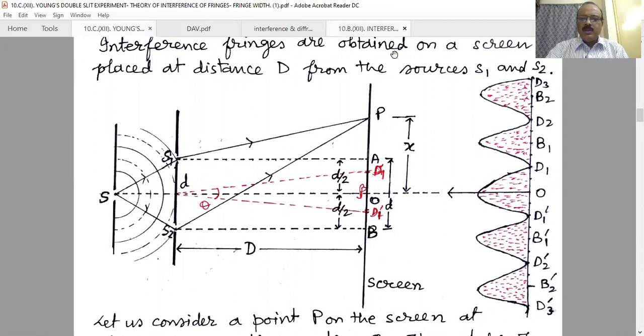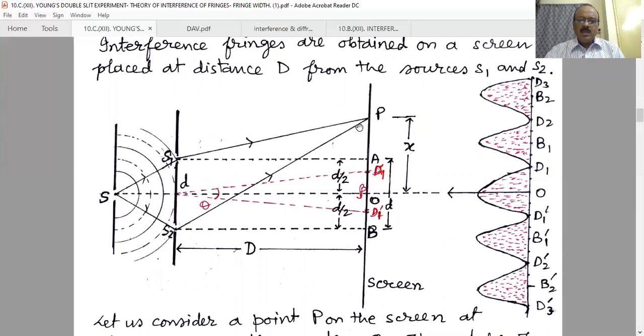Now, in this triangle, S1AP, it is a right angle, and this distance S1A is equal to the capital D. And we have taken the distance O to P as x, and S1, S2, the distance is small d, that is the distance between the two slits. Therefore, OA is d by 2, and obviously OB is also d by 2, that is half of the distance between two slits. Now, what is the distance AP? That is x minus d by 2. And what is the distance PB? That will be x plus d by 2.